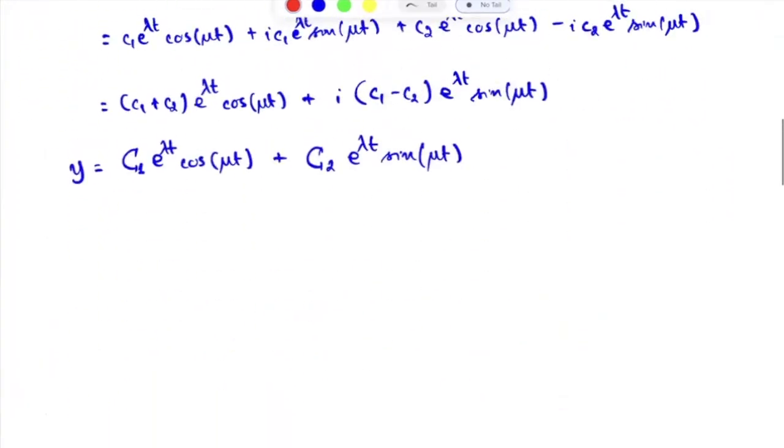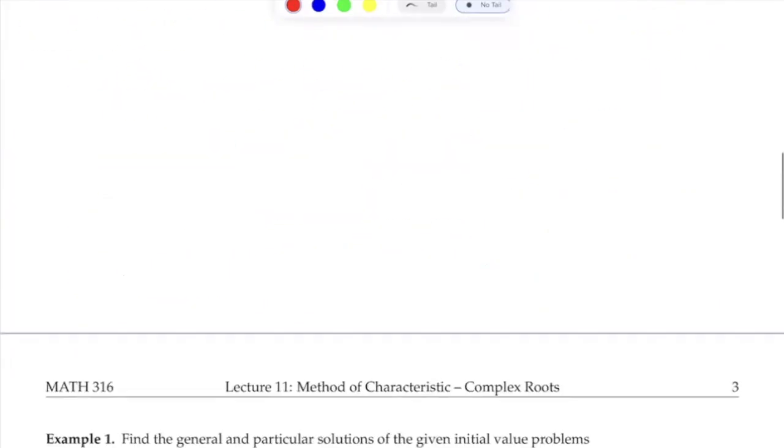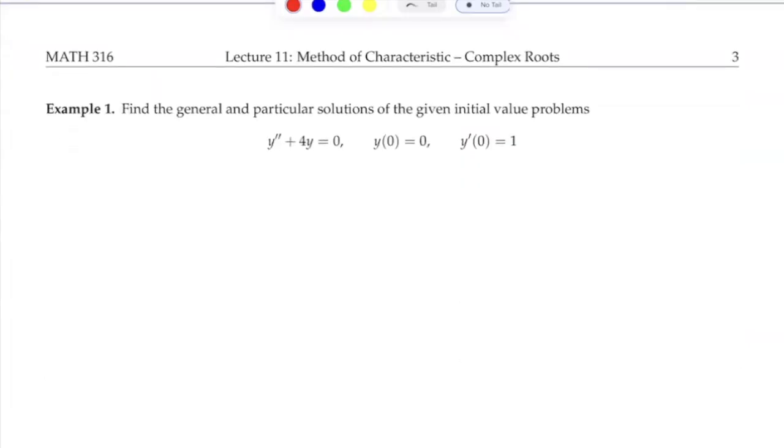Okay, so that's where you get the general solutions. Now, in practice, from the complex root, you identify the value of mu and the value of lambda, and directly write down the general solutions without doing the Wronskian. I'm going to avoid doing the Wronskian here because we already did the general case of the Wronskians. All right. Example 1, we want to find the general and particular solutions of the given initial value problem.